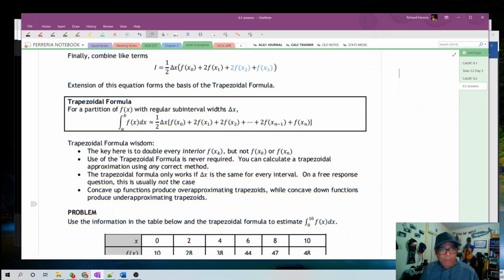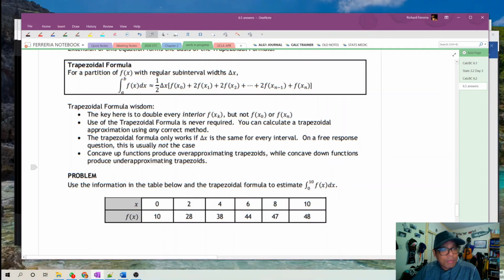We already know that the trapezoidal formula is only going to work if delta x is the same for each interval. If we're looking forward to the AP test, on the free response section, you're not going to get delta x the same for every interval. I don't think I've ever seen that on an AP test where the trapezoidal formula was actually what was being tested. And lastly, concave up functions are going to produce overestimating trapezoids, and concave down functions are going to produce under approximating trapezoids. Let's take a look at that.